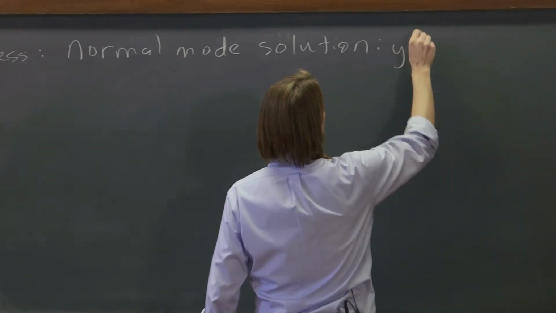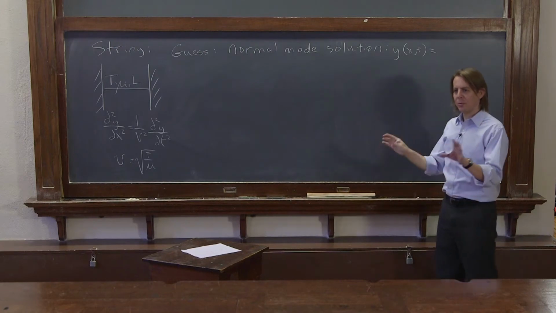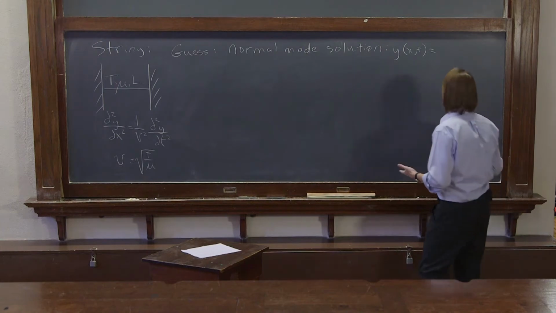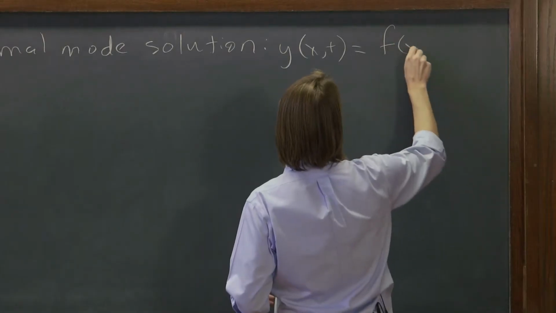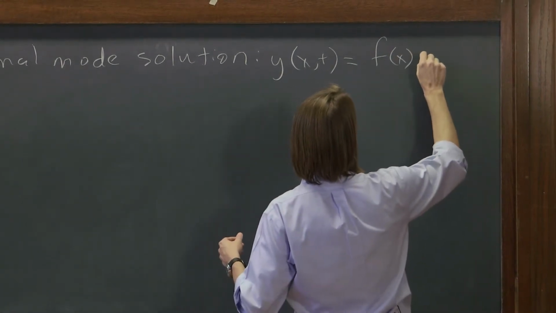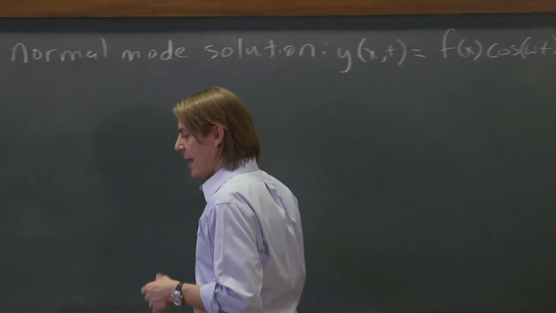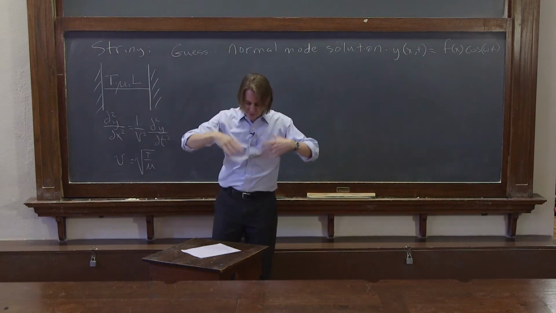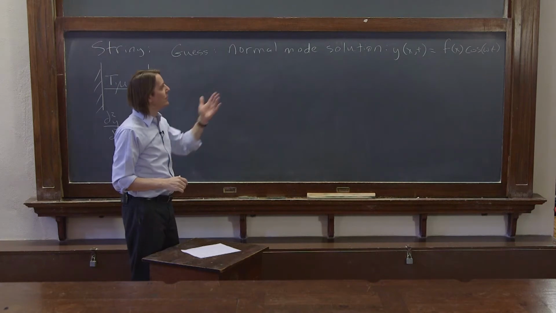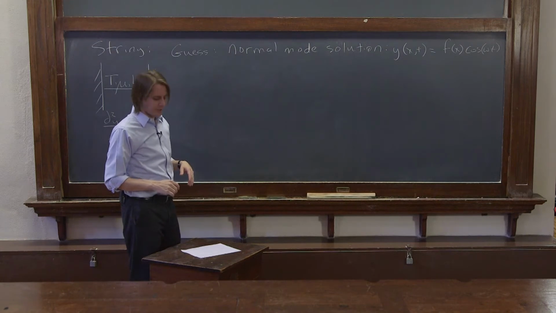So y of x and t. For two masses that are coupled, the normal mode meant a case where both masses move at the same frequency. So the way we can guarantee that everything moves at the same frequency is to separate the space and the time parts, right? So we describe the shape as f of x and multiply it by cosine omega t. And that has to be a normal mode. Whatever shape you have, everything has to be moving up and down together at the same frequency omega. So that's our first guess: y of x and t equals f of x cosine omega t.